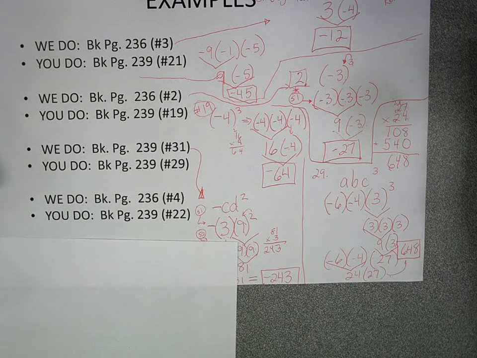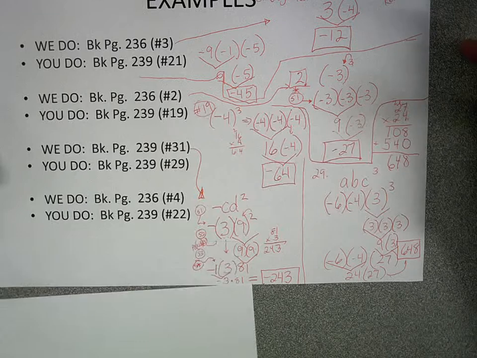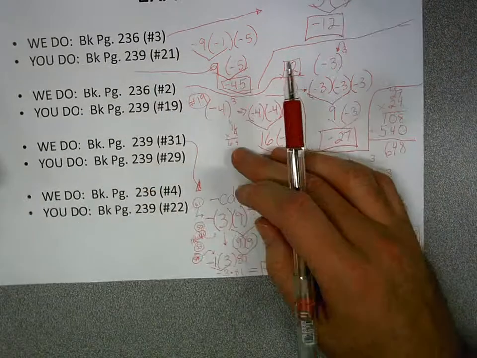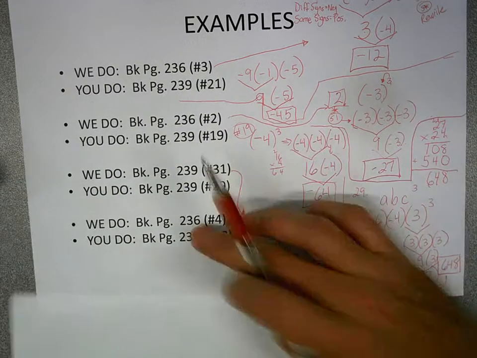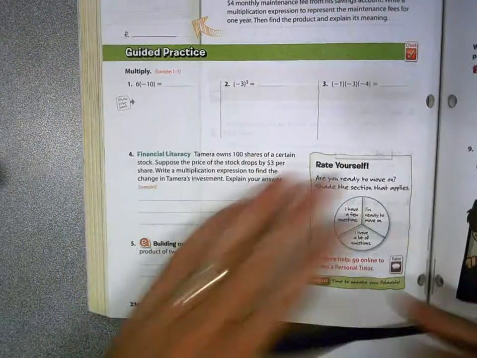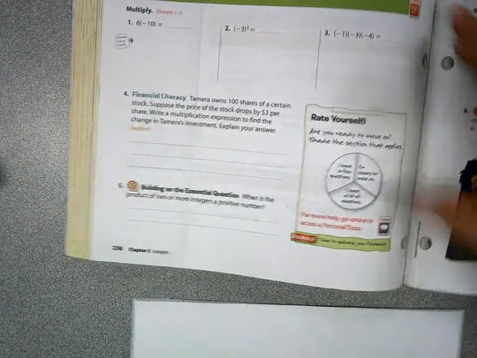Okay. Now, here's what we're going to do. We do have 2 other problems to do. We're going to start with problem 230 on page 236, problem number 4. Problem number 4 on 236. It is a word problem. So, there it is. Okay.